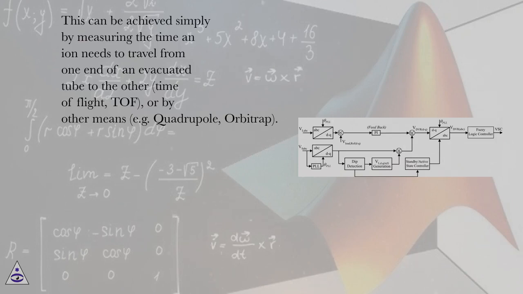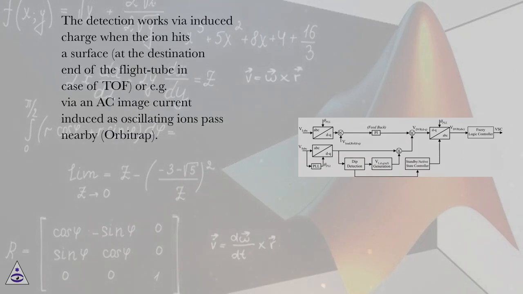This can be achieved simply by measuring the time an ion needs to travel from one end of an evacuated tube to the other, time of flight, TOF, or by other means, for example quadrupole, or Orbitrap. The detection works via induced charge when the ion hits a surface at the destination end of the flight tube in case of TOF, or for example via an AC image current induced as oscillating ions pass nearby, in case of Orbitrap.